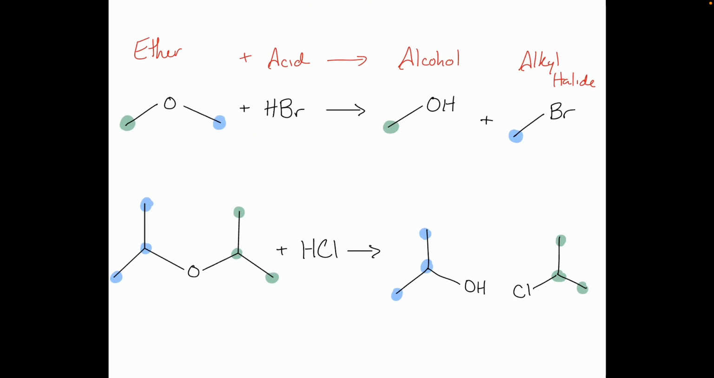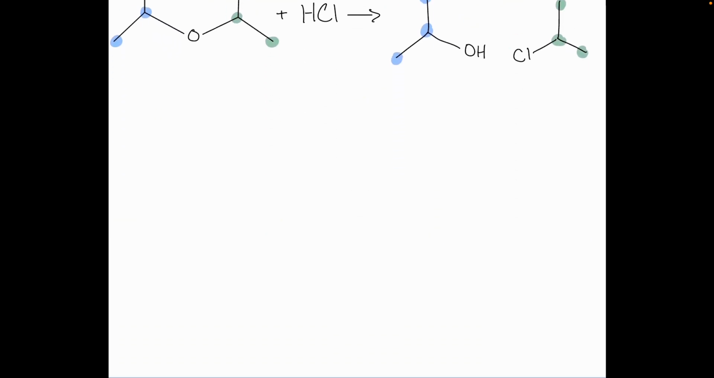If we have a symmetric ether like we had in these two examples here, there's really only one possibility for your alcohol and your alkyl halide. They have the same number of carbons. But what if we have something like this? This very asymmetric ether here. How is that going to react with our acid? Because again, we have two possibilities, right?